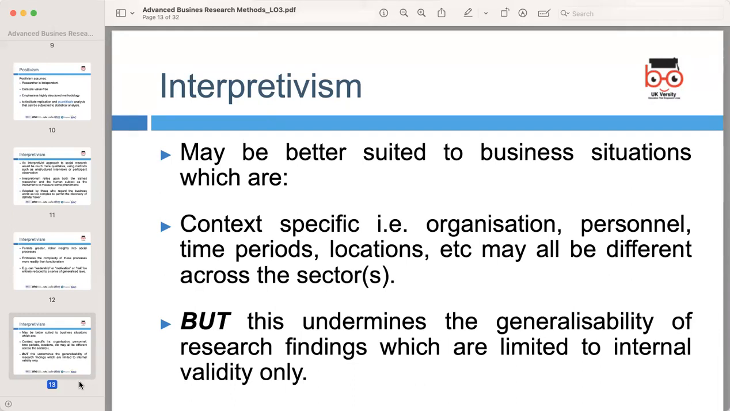To mitigate this issue, we need to strike a balance by identifying and emphasizing a fundamental principle that can transcend contextual boundaries. So by doing so, we can enhance our understanding of business dynamics and make more informed decisions that benefit organizations across various sectors.